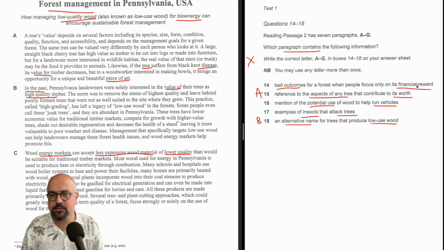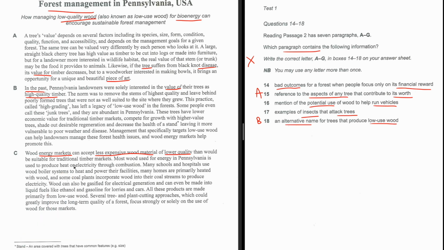Okay, now what is left? Financial reward, bad outcomes, financial reward, potential use, run vehicles, insect attack, and okay, that's it. Is it used for energy and used to produce heat, or is this through combustion? Combustion. Many schools use boiler systems to heat.